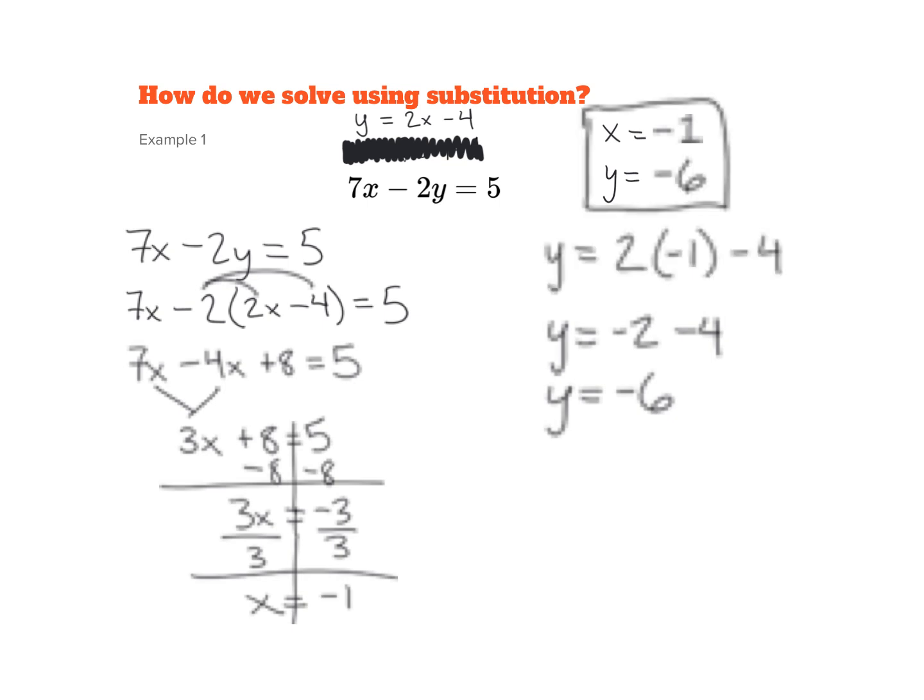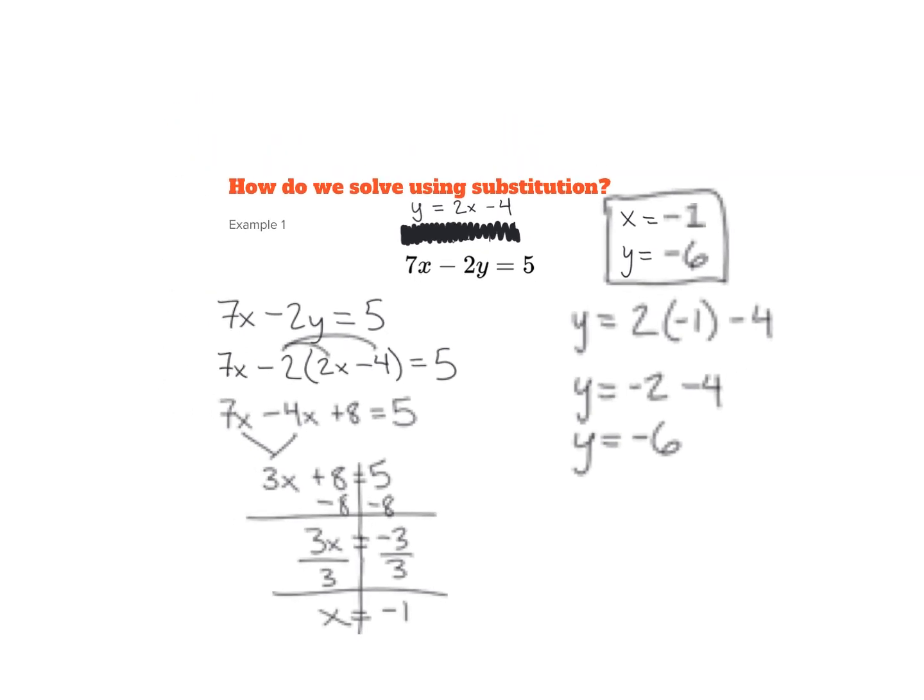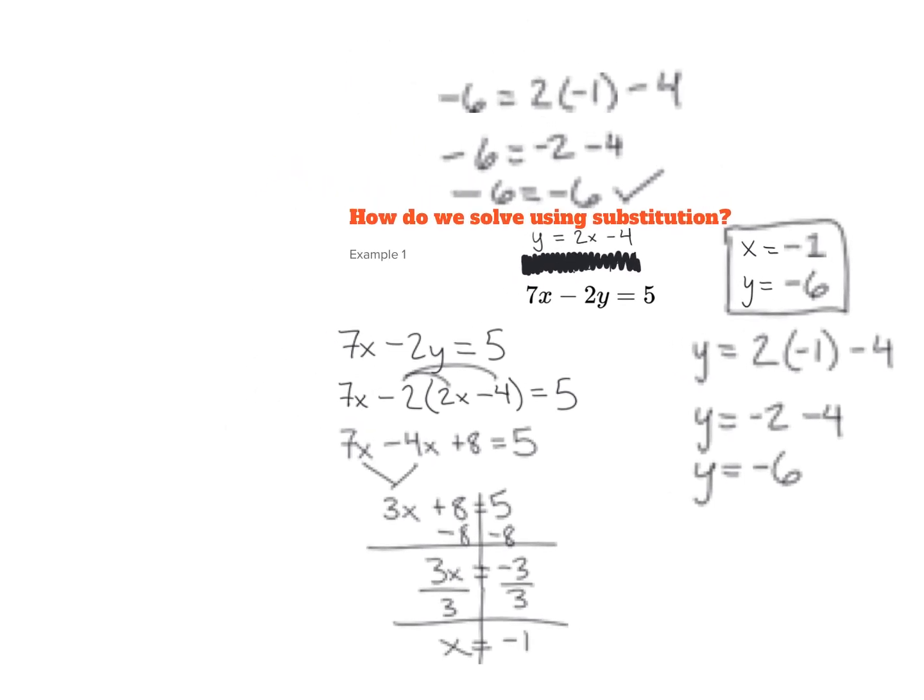Now, how do I know if this worked out? Well, we can do a quick little check here and just plug in what I know. I'm going to plug in negative 6 is equal to 2 times negative 1 minus 4. Again, I'm substituting in negative 6 for y, and negative 1 for my x value. And what I should get is a true statement. Well, negative 6 is equal to negative 2 minus 4. Is it true that negative 6 equals negative 6? Yep. But not only that equation, our second one will also work out the same.